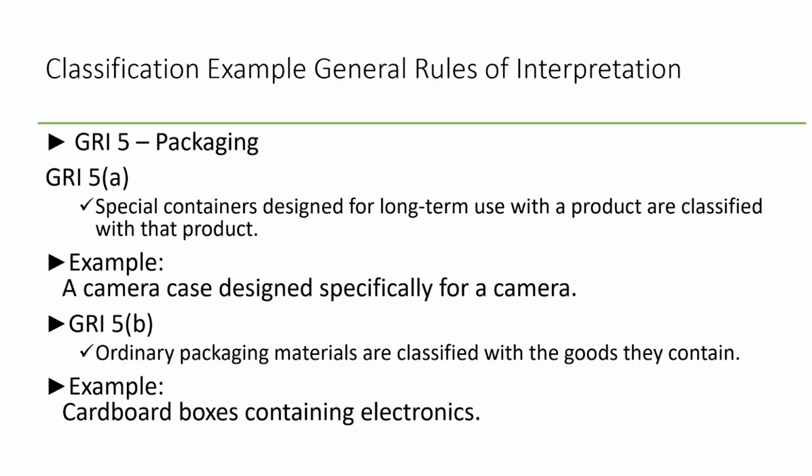Most people, when they think of packaging, think of cardboard boxes and wrapping and that kind of stuff. So it's called packaging, but if it's a container specifically designed for the product, like a violin case or a camera case, then it gets classified under whatever the camera commodity code is or the violin commodity code is. They're not classified separately. And then ordinary packaging materials are classified with the goods they contain as well, so for example, cardboard boxes containing electronics. You wouldn't have a separate classification for a cardboard box.